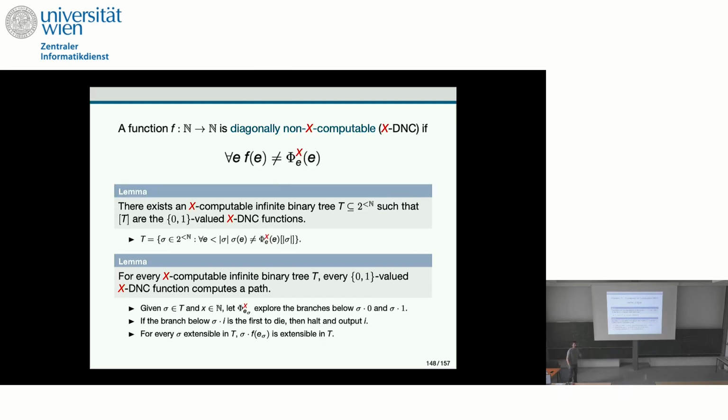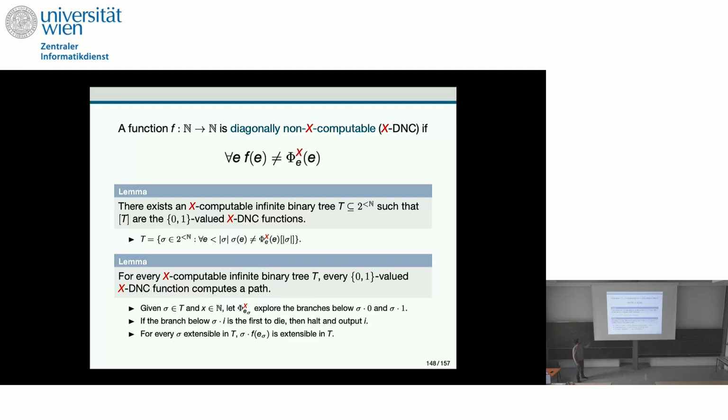So as we saw that weak Koenig's lemma had a universal instance which was represented through 0-1 valued DNC function, and this relativizes well. So a function is diagonally non-x computable if f of e diagonalizes with the e-th functional on input e with oracle x. And we have this correspondence of saying there exists an x computable binary tree so that the paths are exactly the x 0-1 valued DNC functions.